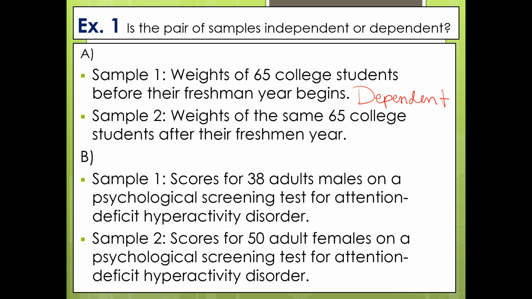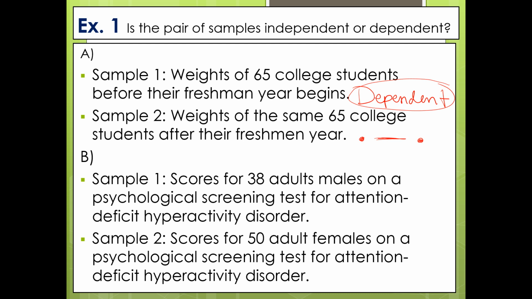Okay, so our next one. So anyway, those are dependent because it's the same people, this person before and this person after, and we're doing a direct comparison. Okay, next one says we have the scores for 38 adult males on a psychological screening test for attention deficit hyperactivity disorder, or ADHD. And sample 2 is the scores for 50 adult females on a psychological screening test for attention deficit hyperactivity disorder.